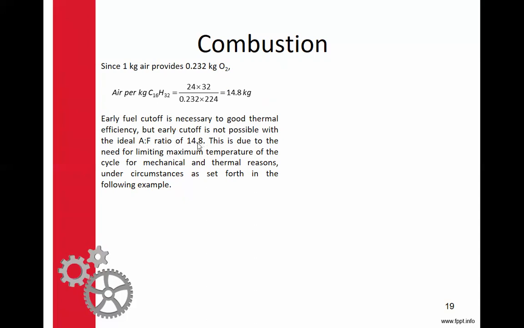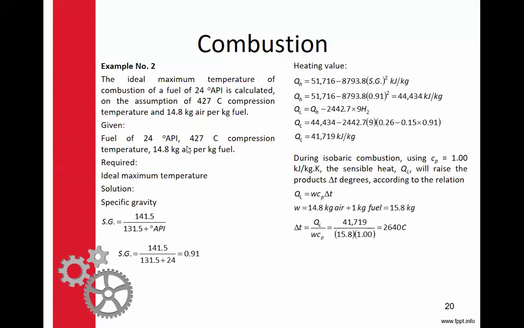If we use this, an example will come out. Example 2. The ideal maximum temperature of combustion of a fuel of 24 degrees API is calculated on the assumption of 427C compression temperature and 14.8 kilogram air per kilogram fuel. So that is the fuel ratio. Given a fuel of 24 degrees API and 427C compression temperature, that is T2. Required: the ideal maximum temperature.